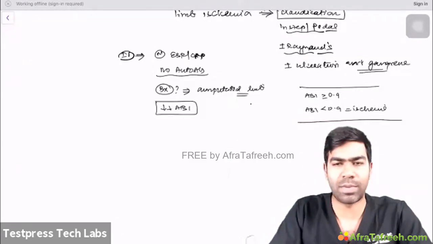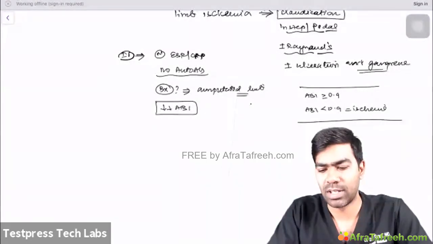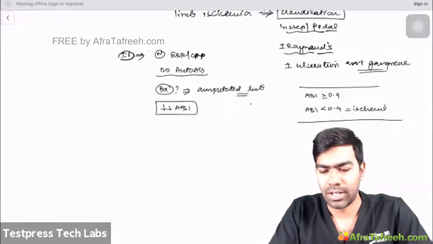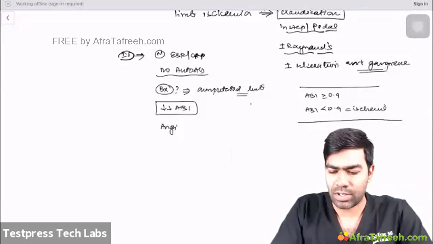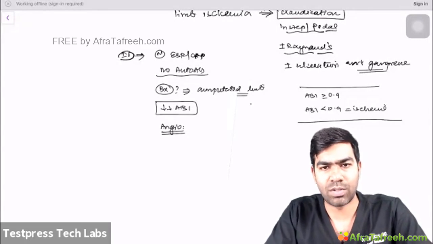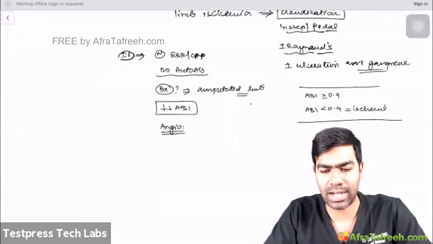Usually we use this for peripheral vascular disease. This can happen in the setting of Buerger syndrome also, that is the ankle brachial index. So when you do an angiography, typically we do a CT angiography, or if you want, you can do an invasive angiography also. More importantly, there is a characteristic finding.